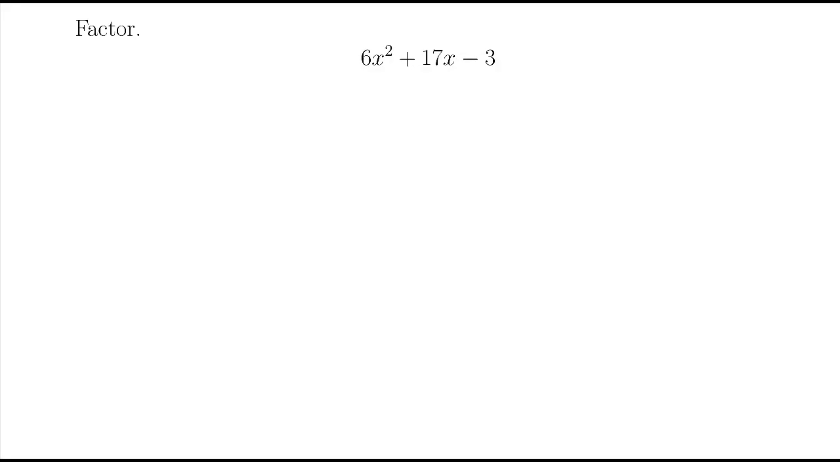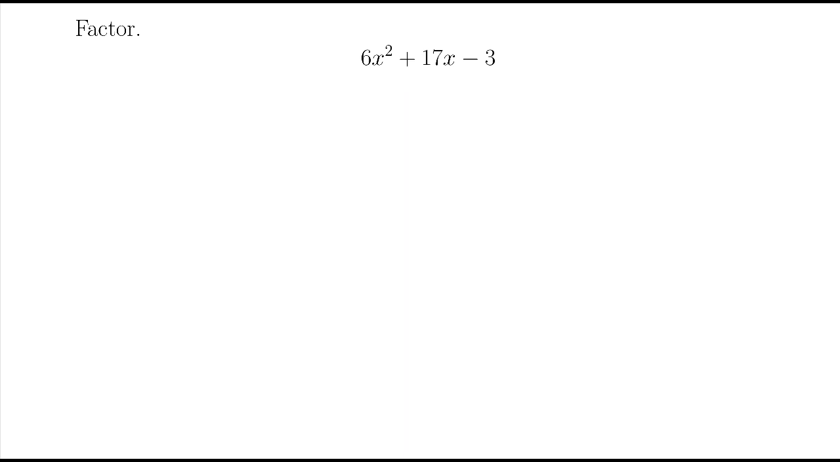Let's factor the expression 6x squared plus 17x minus 3. Okay, the first thing that we always do is check to see if we have a common factor. 6, 17, and negative 3. There's nothing except for 1 that goes into all three of those. So we don't have a common factor.